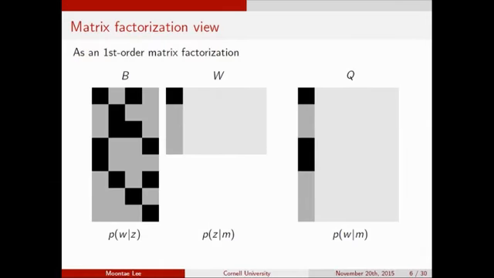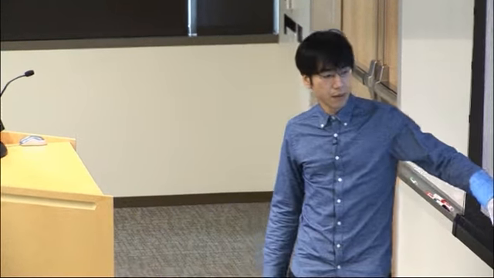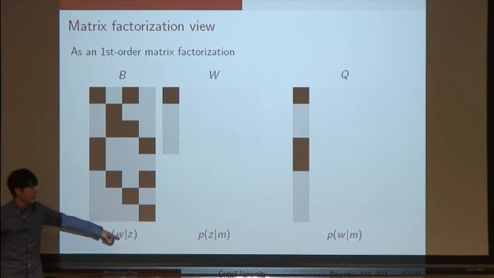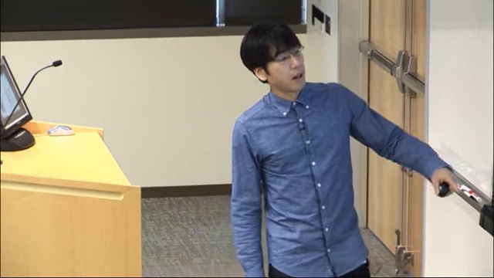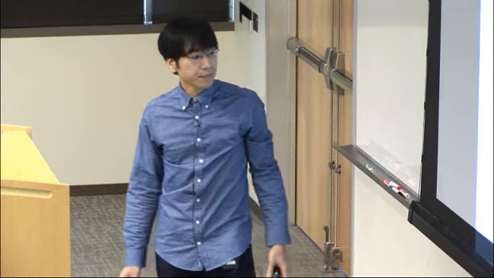If I present the corresponding view in terms of matrix factorization, it looks like this. We have a word distribution for each topic and a topic distribution for each document, the mth document. Because this is a distribution, this matrix is column stochastic, which means the sum of every column's entries is equal to 1.